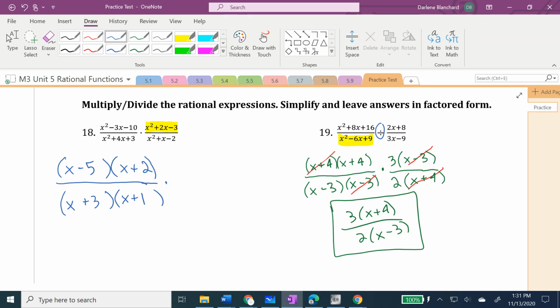All right, I just highlighted who I'm looking at factoring now. Again, there's just an understood 1 in front of the x squared. So I need two numbers that multiply to make -3, and when I add them, I get +2.